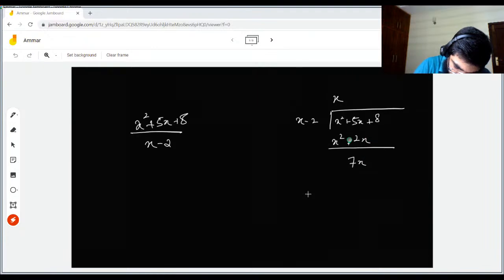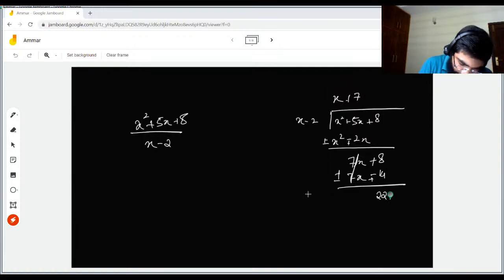So 7x plus 8, and now if I multiply x with 7, I get 7x, and what I'm left with is minus 2 times 7, which is minus 14. I switch signs, this gets cancelled out, and 8 plus 14 is 22.